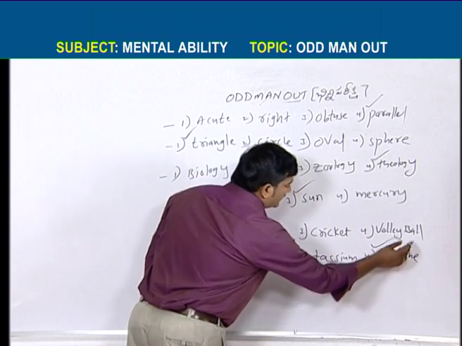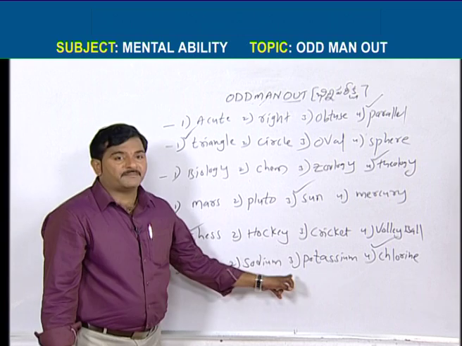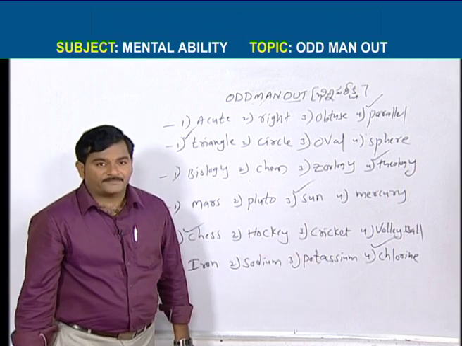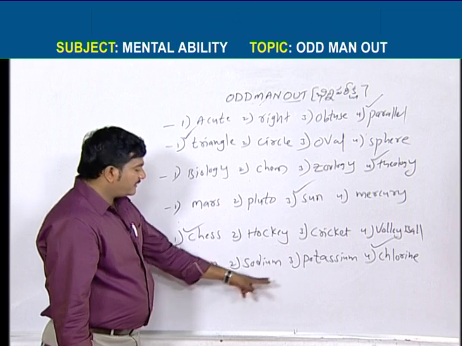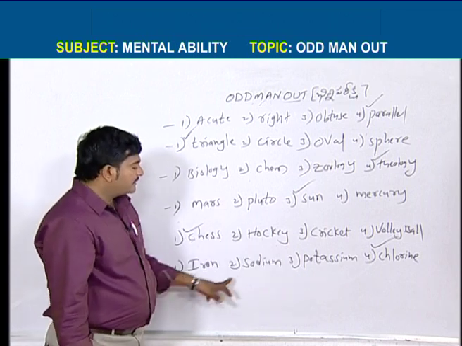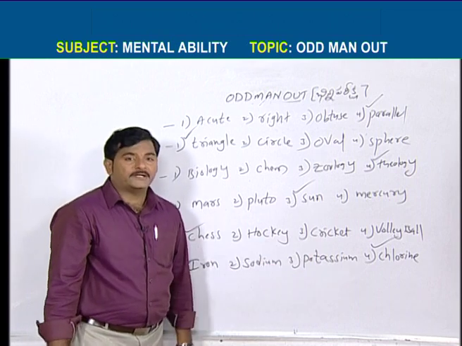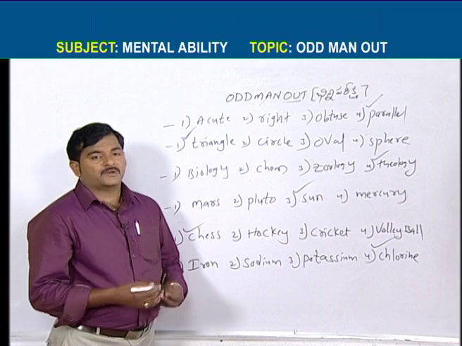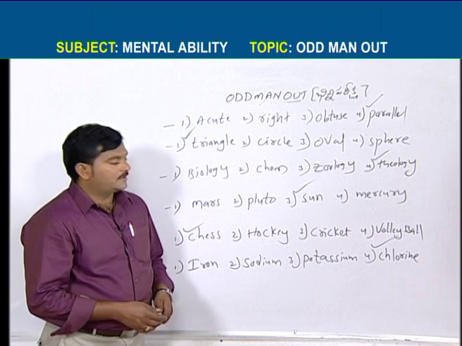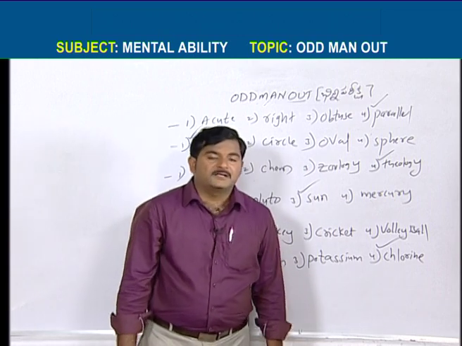Now the final one: iron, sodium, potassium, chlorine. It is also very clear. The answer is chlorine. Why chlorine? The remaining three are metals, whereas chlorine is a gas. It is not a metal. Iron, sodium, potassium, these are all metals. Whereas chlorine is not a metal, it is a gas. So these are some problems we discussed in odd man out.